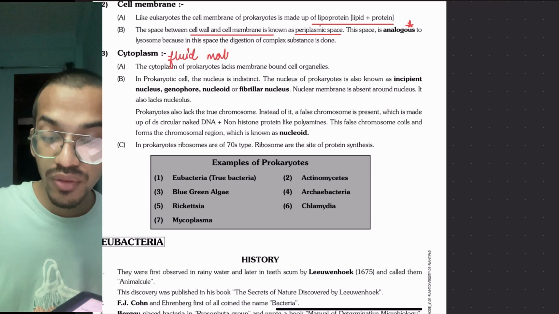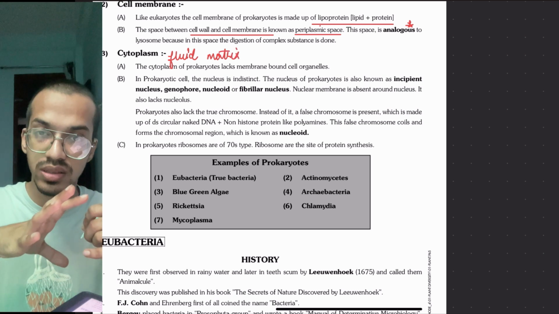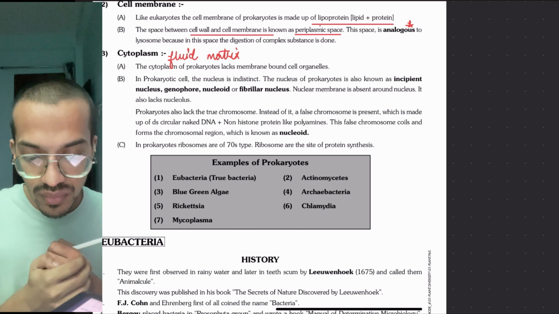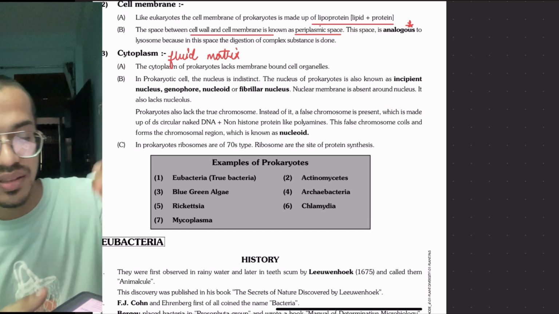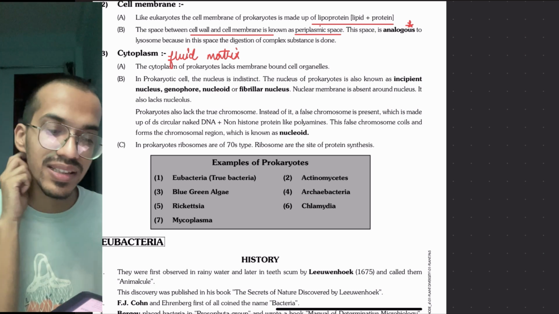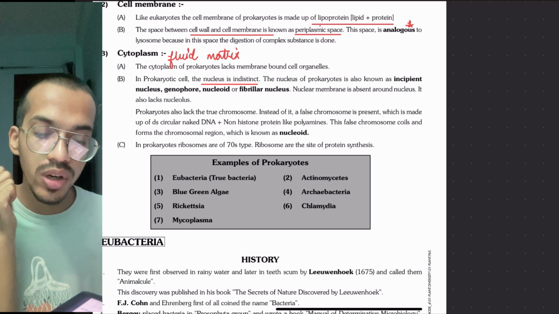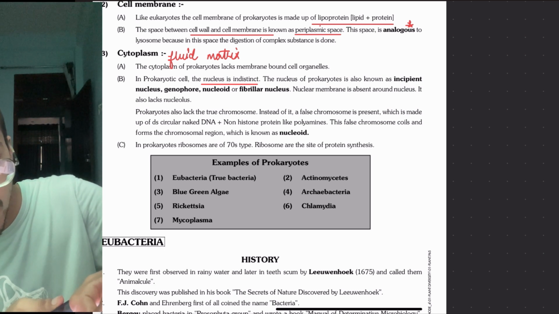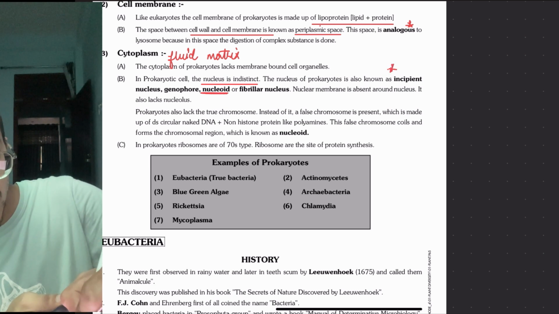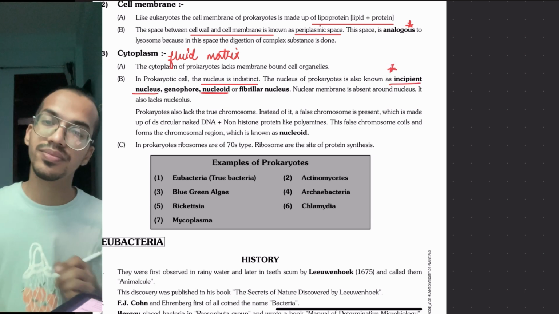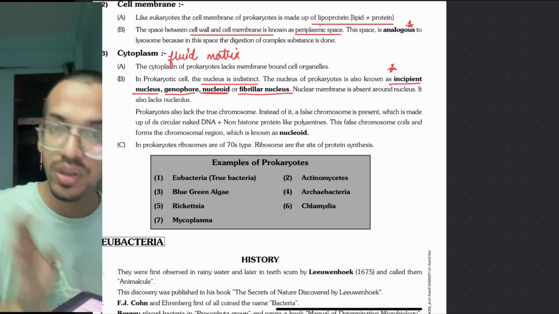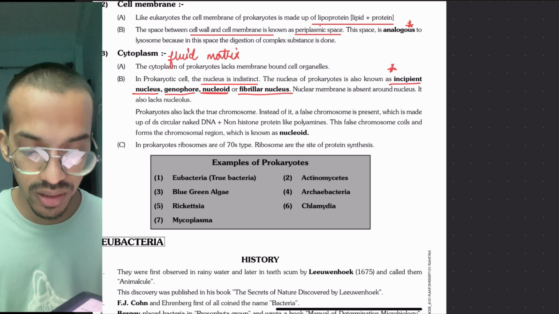Okay, which is present inside the plasma membrane, and in this all cell organelles are present. So in prokaryotic cells, the nucleus is indistinct. If you see all the organelles in the cytoplasm, it is indistinct, and because of that we call it what? Nucleoid. This name I have already told you. Other names which you have to remember: it is called incipient nucleus, gene pore, or fibrillar nucleus. You will remember these names: incipient nucleus, gene pore, nucleoid, and fibrillar nucleus.